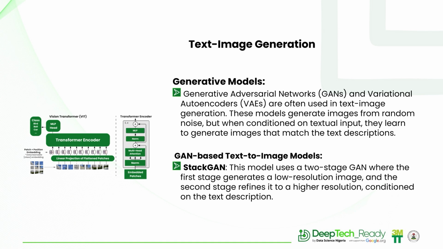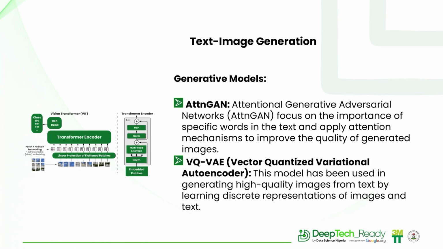Now let's take a look at GAN-based text-to-image models. An example of such a GAN is StackGAN. This model uses a two-stage GAN, where the first stage generates a low-resolution image and the second stage refines it to a high resolution, conditioned on some text description. I demonstrated this in our previous class. We also have other types of GANs, like AttentionGAN. Attention generative adversarial networks focus on the importance of specific words in the text and apply an attention mechanism to improve the quality of the generated image.